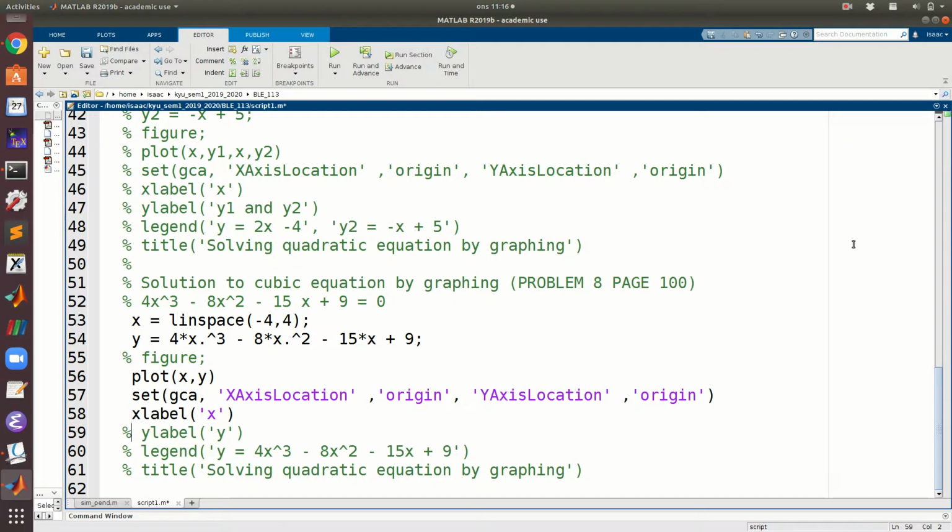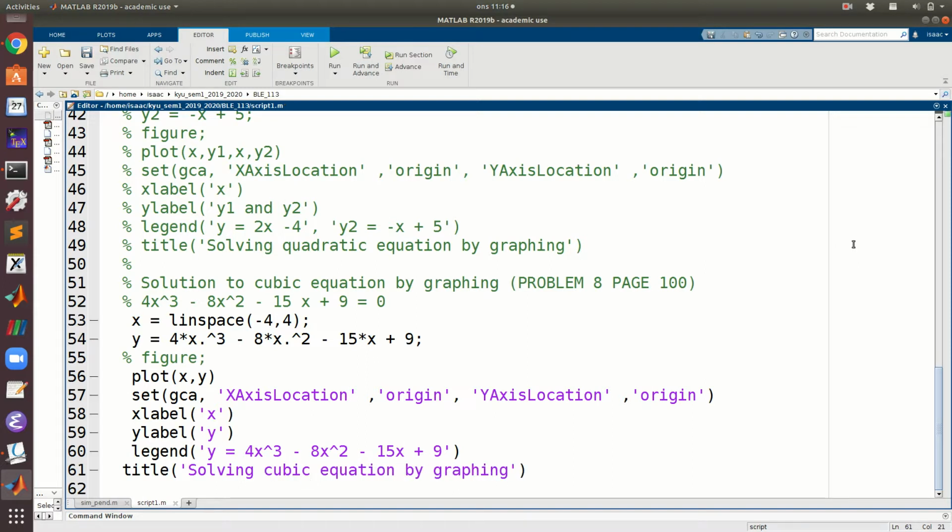Then we have the y label, which you want to call y, and then I want to label the graphs. The first one is y equals 4. It's just one, sorry, so it is just that whole label. And then I want to put this title. Actually, this is not solving the quadratic equation, rather this is solving the cubic equation.